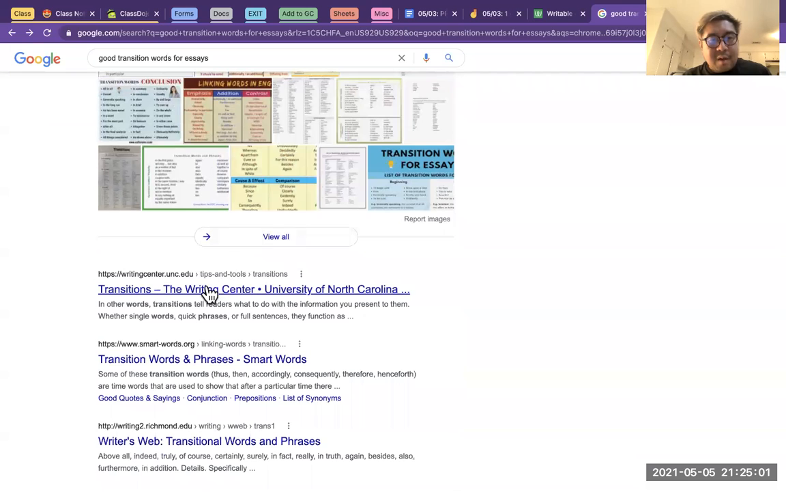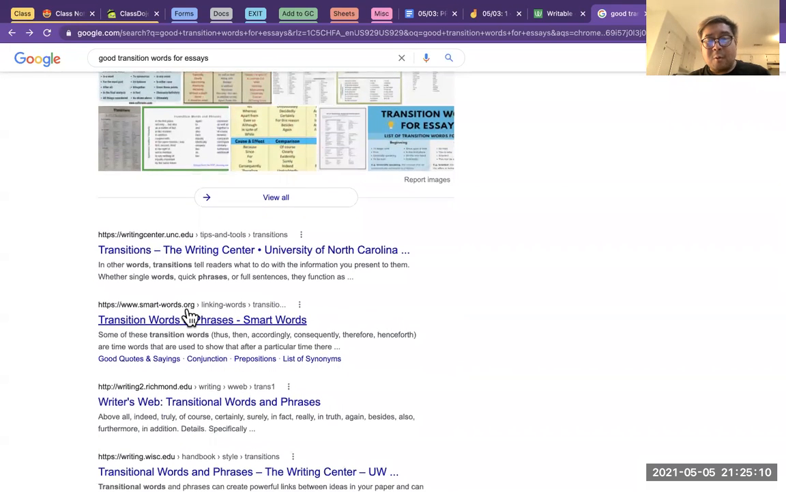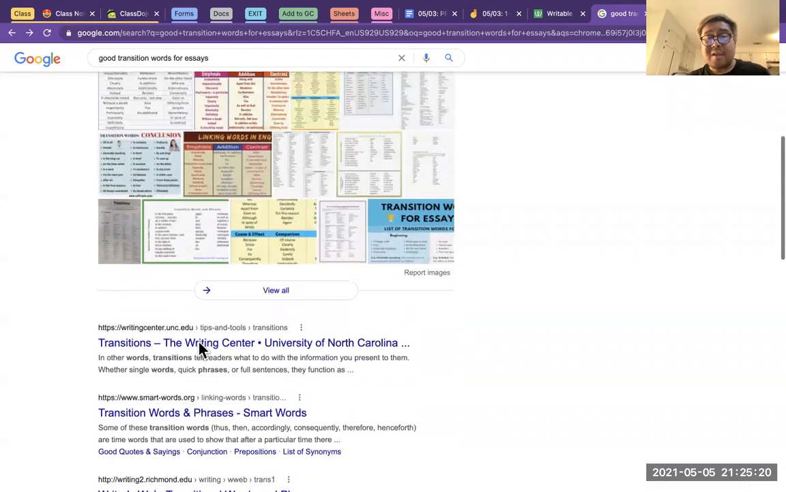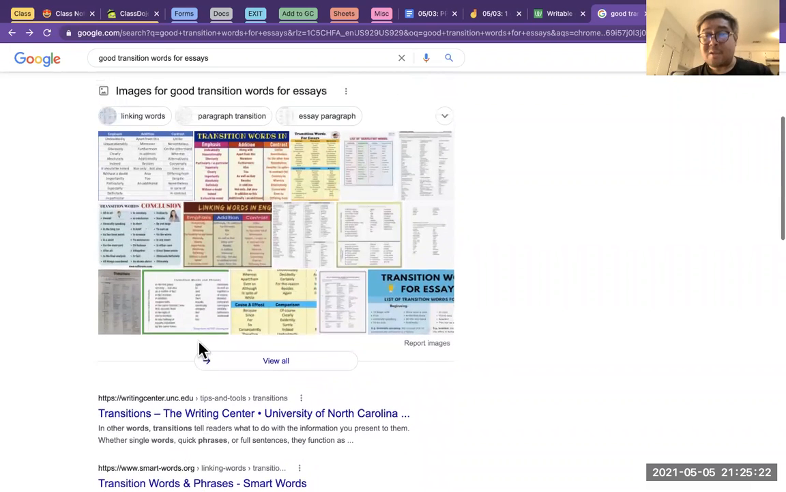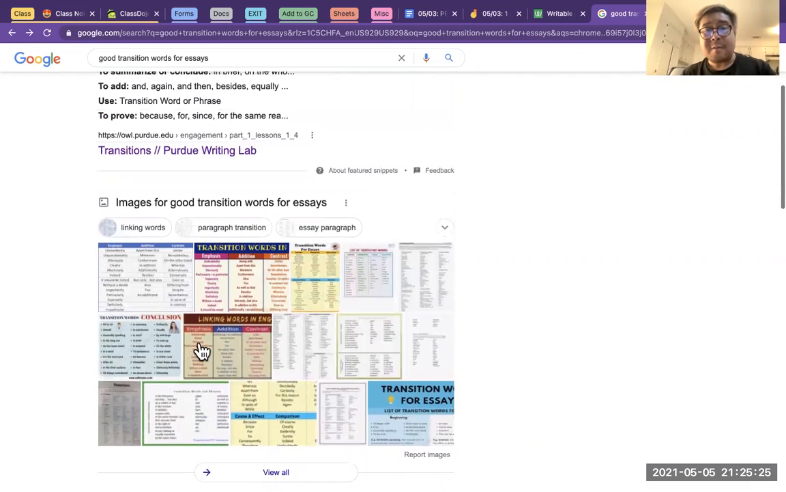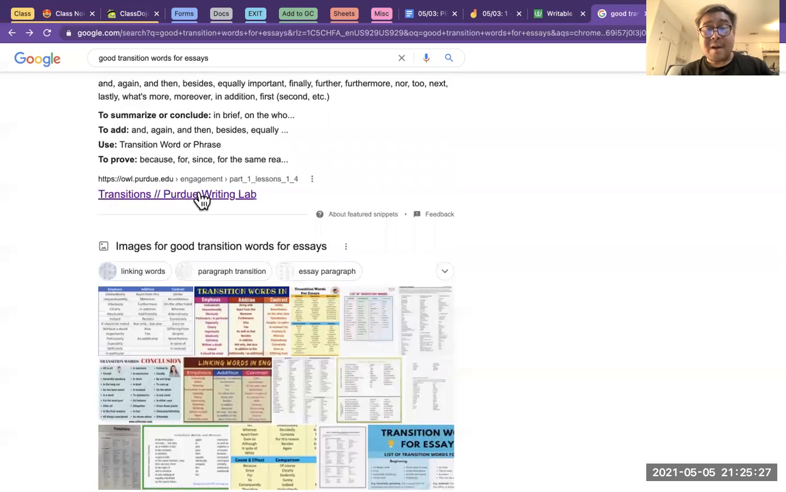This one is from the Writing Center at UNC. Maybe that means the University of North Carolina. All right. This one is from an organization. .org means organization. So this organization is called Smart Words. This one's the University of Richmond, the University of Wisconsin. Yeah, so usually if it's from a university source or from an organization, it's a good source to go to. But Purdue is usually good for writing.